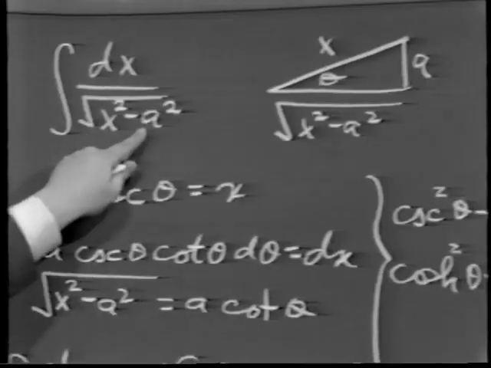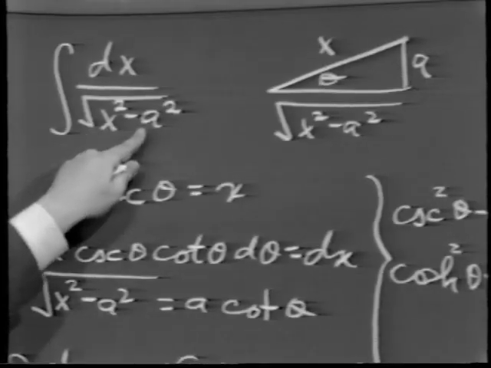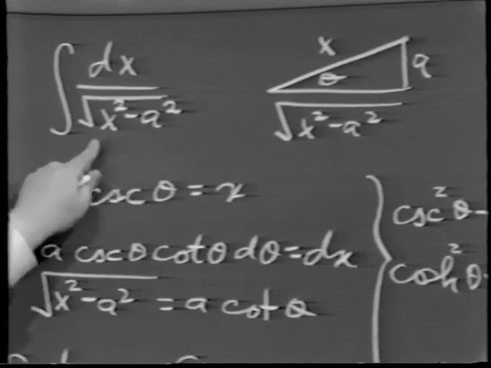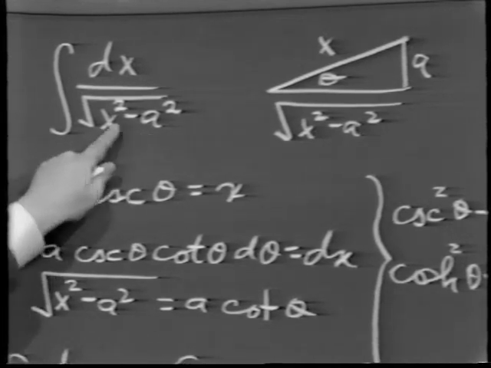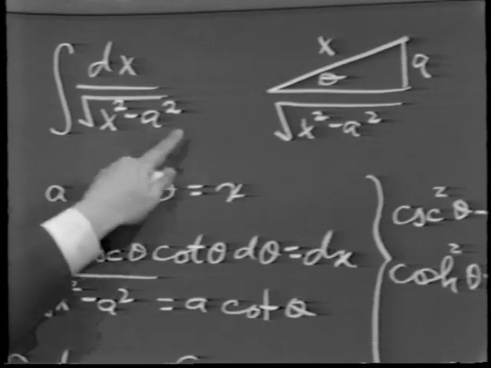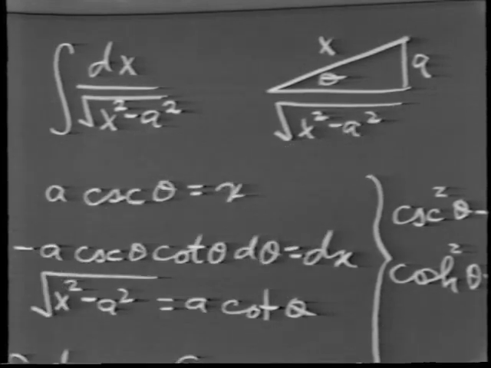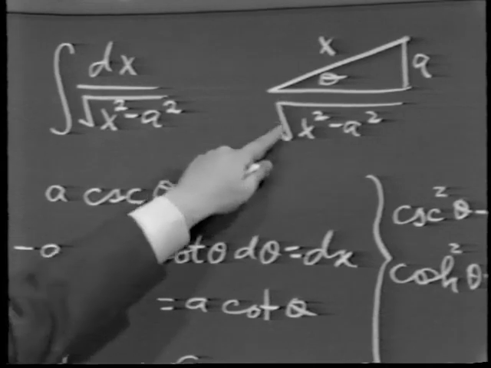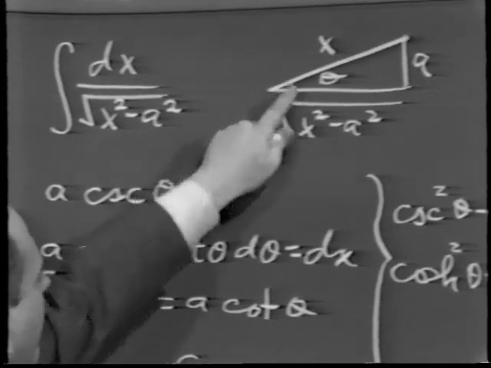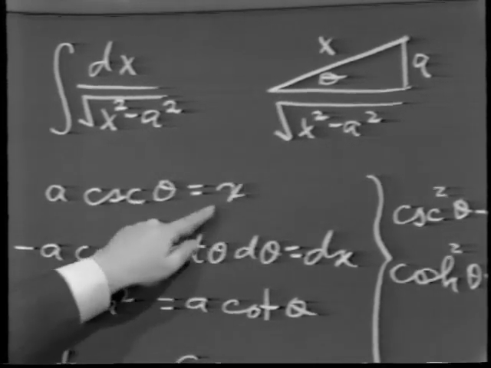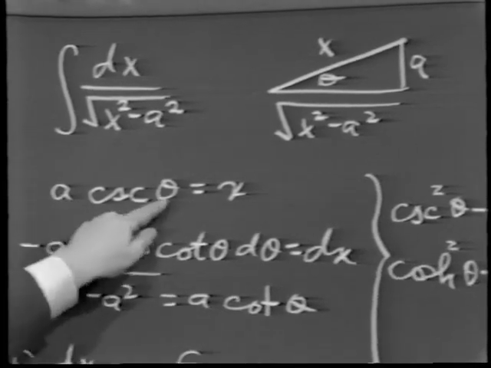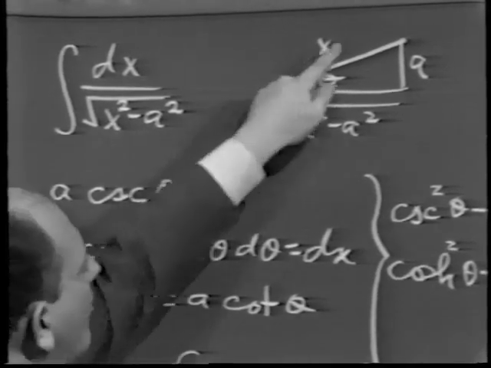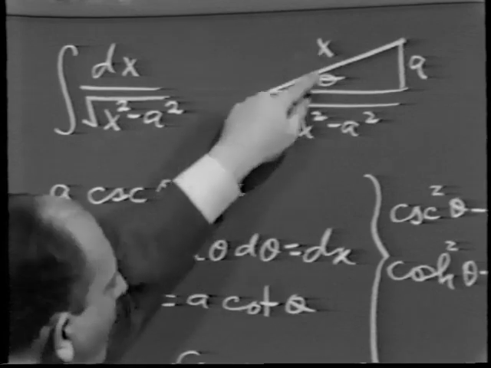If I saw this problem from scratch and didn't have any previous knowledge of how to handle this, I'd say this seems like I should think of a right triangle whose hypotenuse is x and one of whose sides is a. So I think of this particular reference triangle. Now, looking at this triangle, I very easily pick off that x is equal to a cosecant theta. See, x over a is 1 over sine theta.